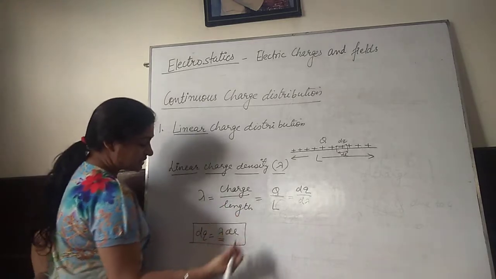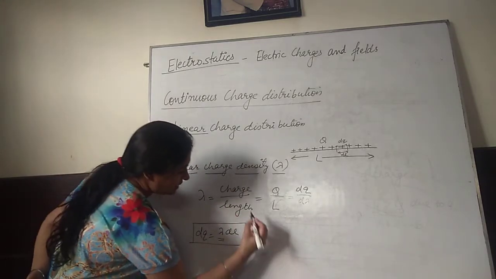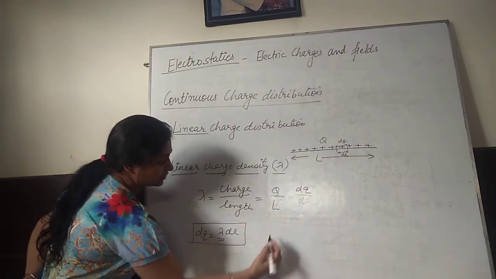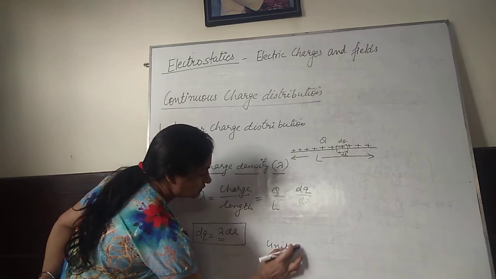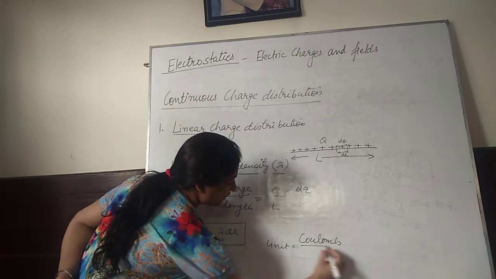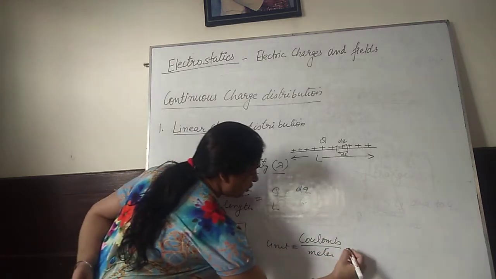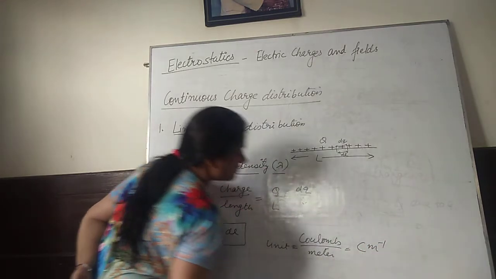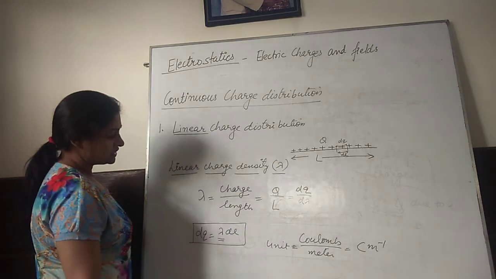Let us write down the units of linear charge density. Linear charge density is charge per unit length. So what would be the unit of lambda? The unit would be coulomb per meter. So this is the unit for linear charge density.